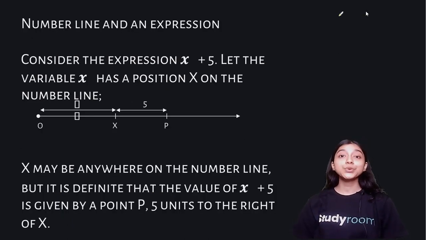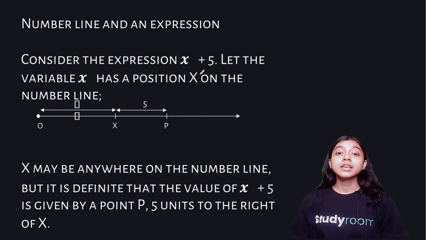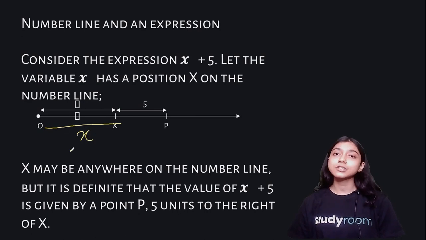Now I will teach you how to represent an expression on a number line. To do so, let us take an example. The example given over here is x plus 5. The first step to represent an expression on a number line is to take an initial point. So we have taken an initial point O. From O, we will take another point, that is capital X, such that this distance from O to X represents the given variable, that is small x.